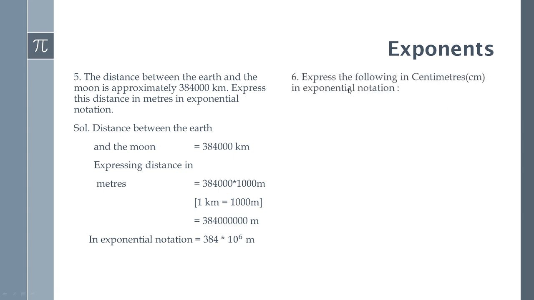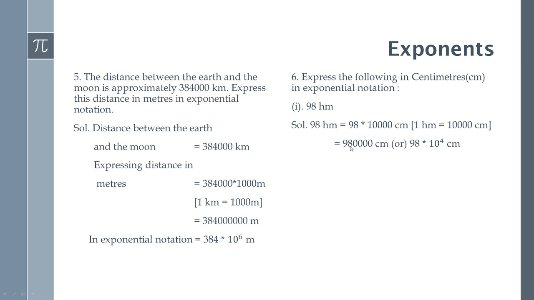Now coming to the next one. Express the following in centimeters in exponential notation format. Now 98 hectometers. Now coming to the solution here, 98 hectometers, 98 into 10,000 centimeters, that is because 1 hectometer is equal to 10,000 centimeters. Now this can be written as 9,80,000 centimeters, or it can be written as 98 into 10 to the power of 4.